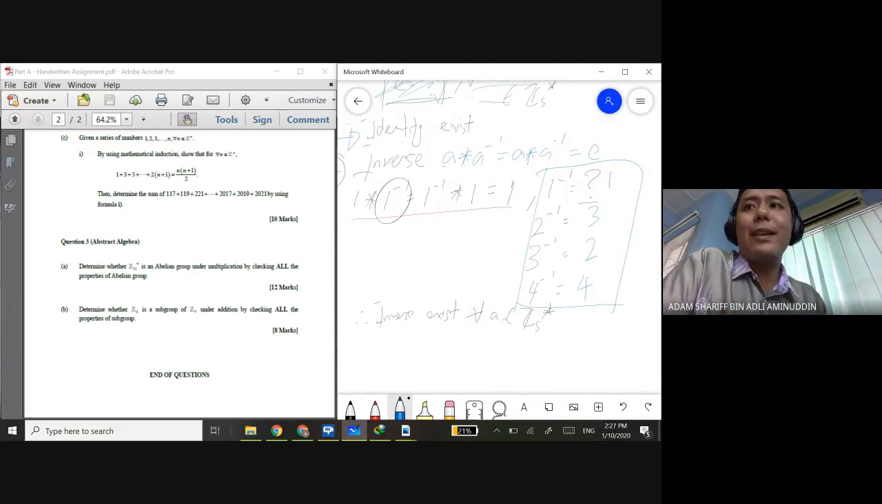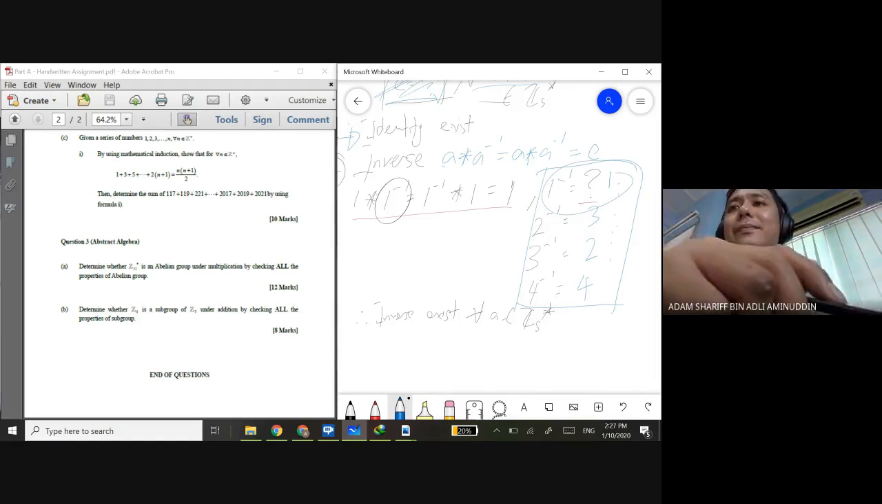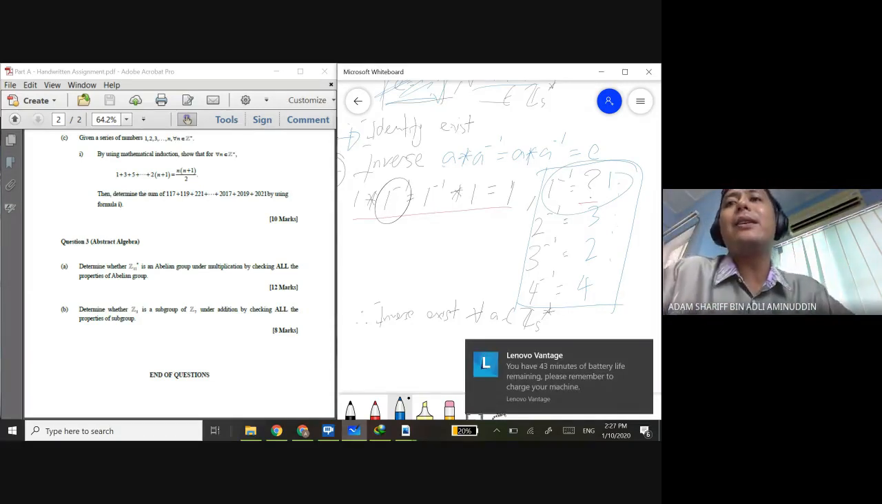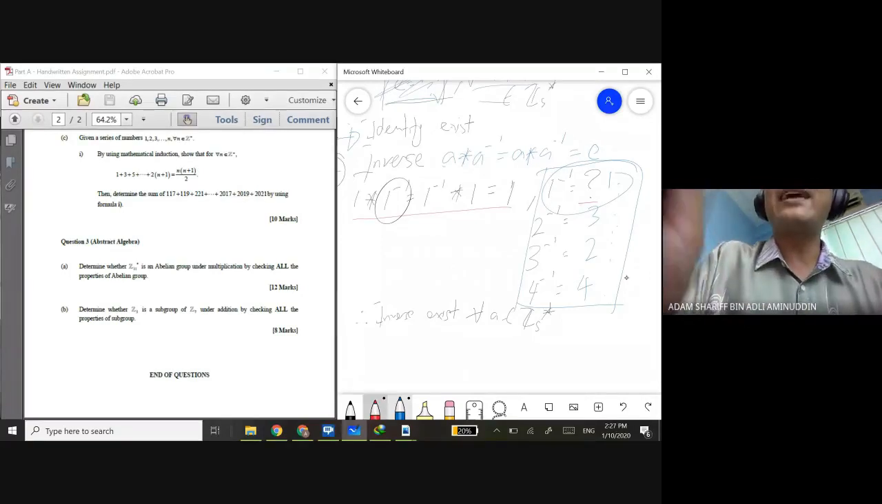But students sometimes get this wrong. They only answer for this one. For 2 inverse, they don't answer. 3 inverse, they did not answer. 4 inverse, they did not answer. That's the problem, because the inverse must exist for every element inside. And the worst yet, they do like this.